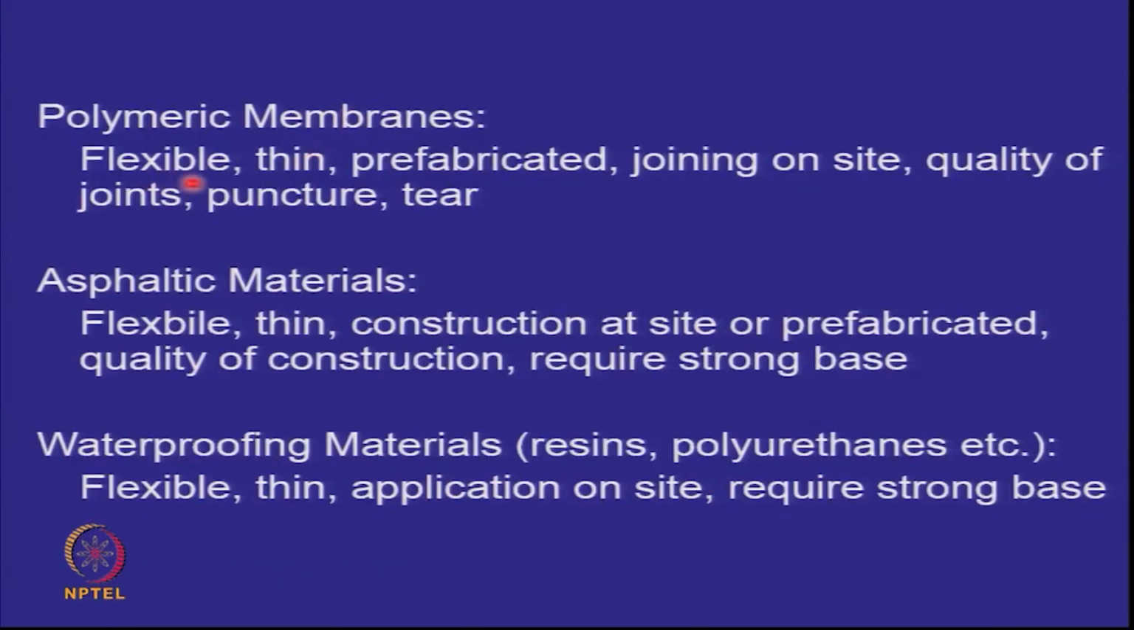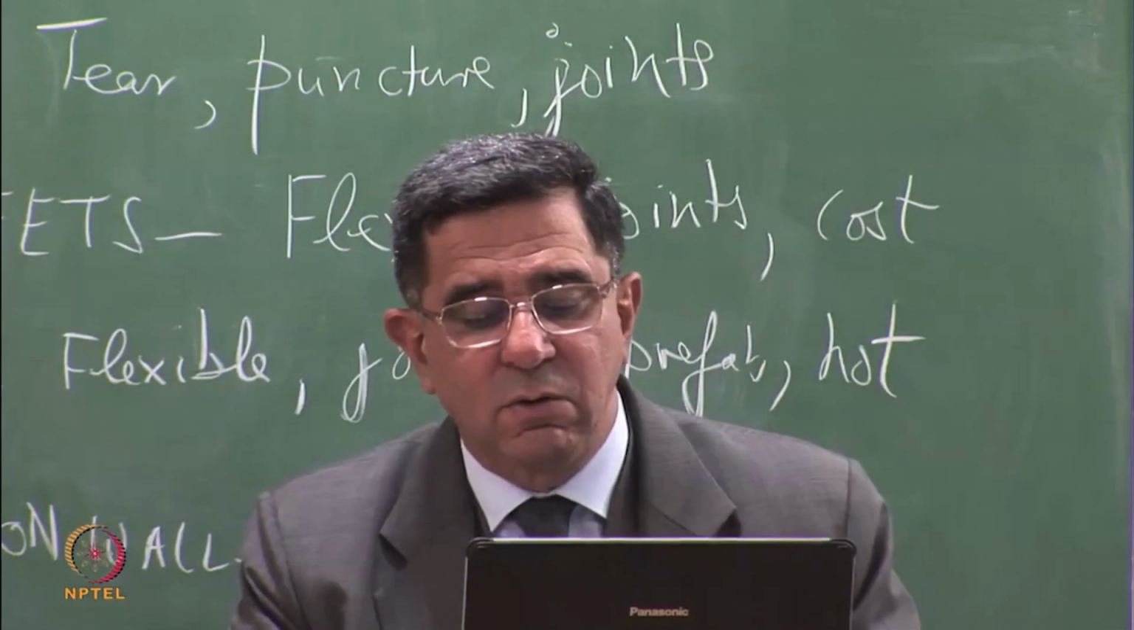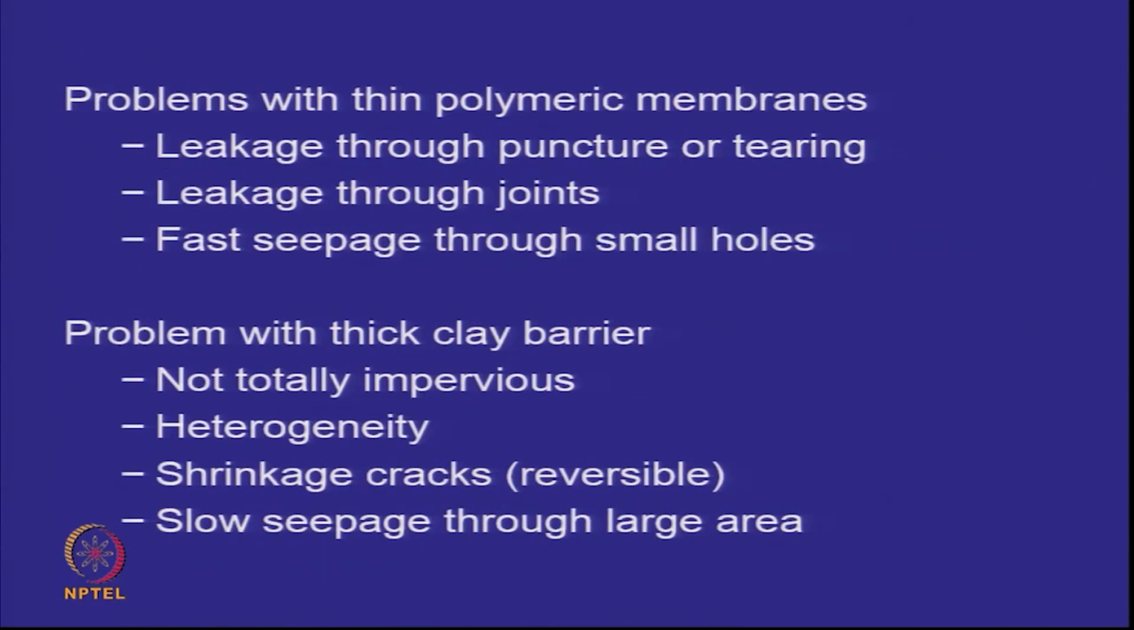Polymeric membranes are flexible, thin, prefabricated, and they have to be joined on the site. The issue is the quality of the joining, the punctures and the tears. Asphaltic materials are flexible, thin, constructed at site or prefabricated. Quality of construction matters, they also require a strong base, and you have to work in a hot environment, which I have unfortunately not written here, so I would like to add that. So hot working temperature, waterproofing materials, flexible, thin, application can be done on site, but they require a strong base.